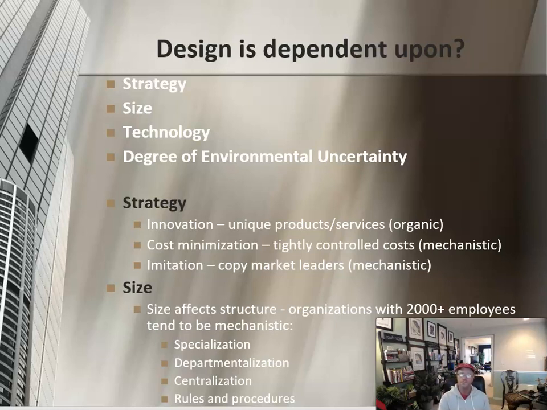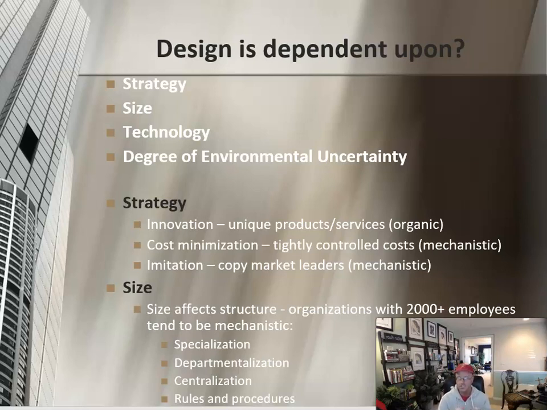We'll talk about structure in a second, but whether some organization is mechanistic or organic depends on four general areas: the strategy, size, technology, and the degree of environmental uncertainty. Talk about strategy. If you have an innovative type of strategy within your organization, again, Facebook, you're going to be more organic. Innovation is about ideas. If you have a cost minimization, Walmart comes to mind, Target.